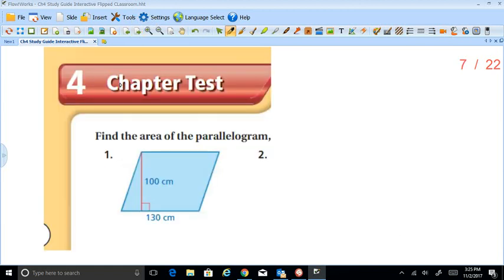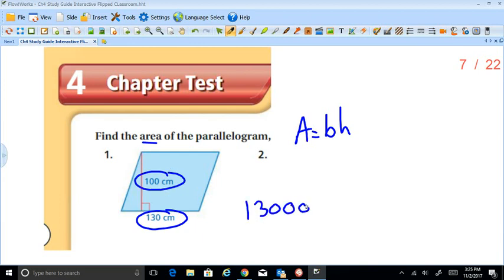Now, from the actual Chapter 4 test that's in your textbook, or on the virtual textbook, number 1 simply is asking us to find the area of a parallelogram. Formula is area equals base times height. So the base is 130, the height is 100, and we get a final answer of 13,000 square centimeters. You're just multiplying those two numbers together.